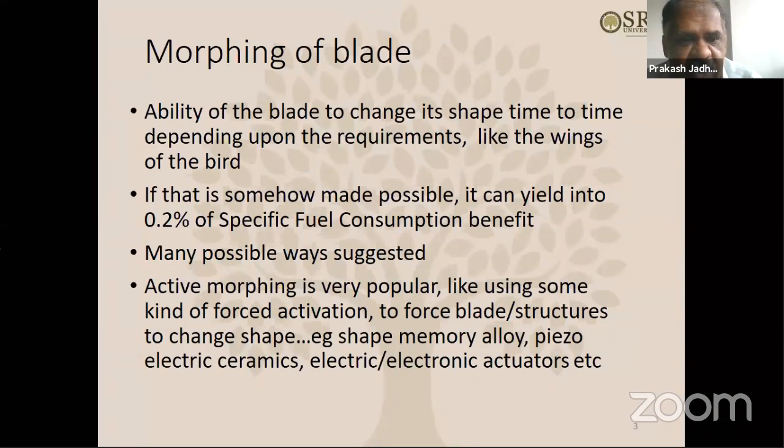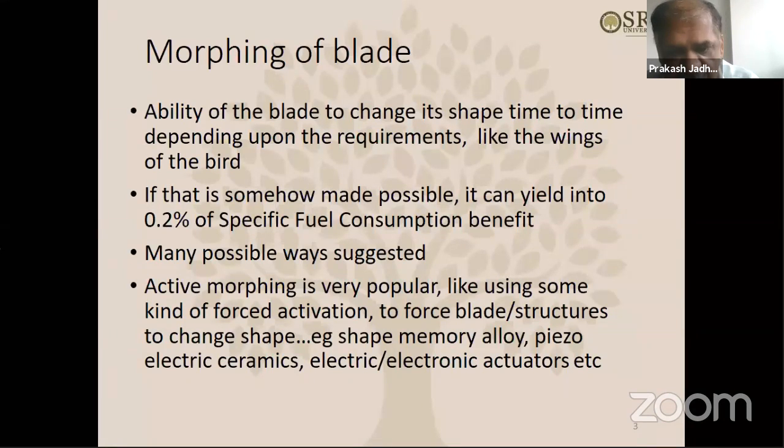There were many possible ways suggested, and we brainstormed and came up with different ideas of what we could do. Of course, most of the ideas went to active morphing. Active morphing is getting very popular nowadays, and it is basically using some kind of forced activation to force the blades and structures to change shape.